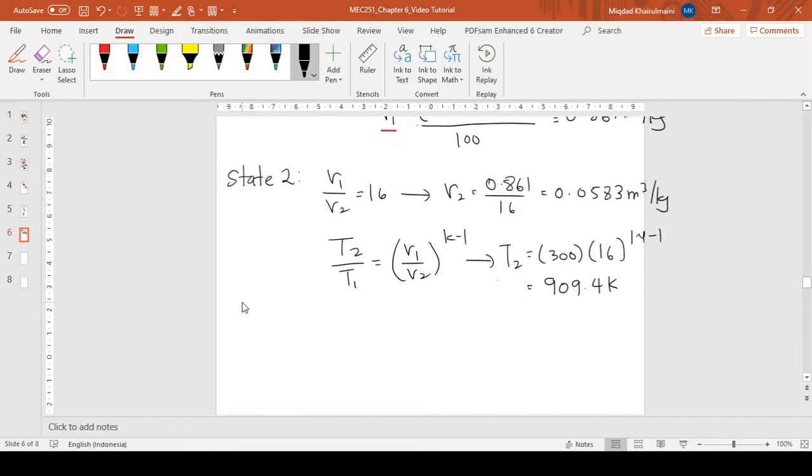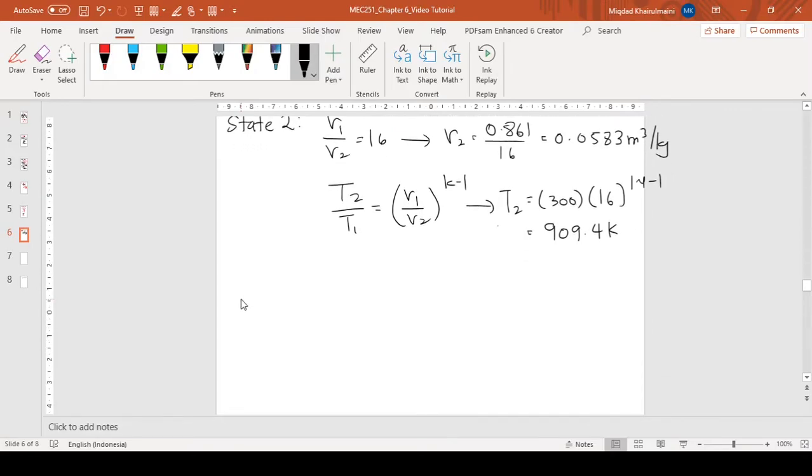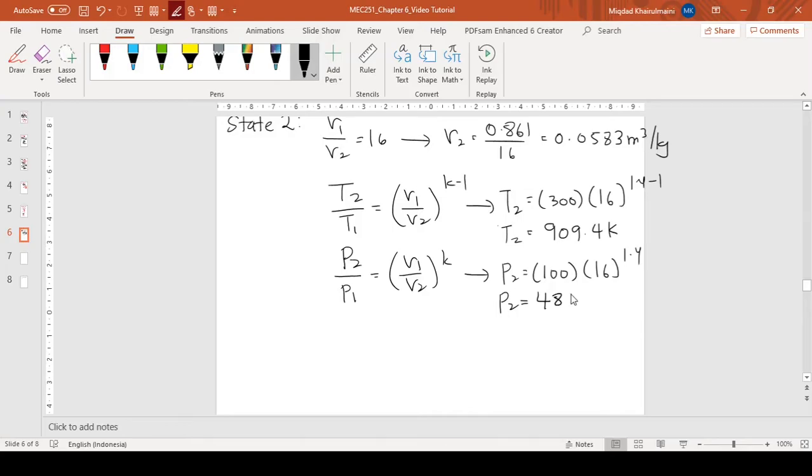And then we can solve for pressure also, using the isentropic relationship equation between pressure and specific volume. So we can solve for the pressure at state 2. The pressure at state 1 was 100 kilopascal, so we can get the pressure at state 2 as 4850.3.